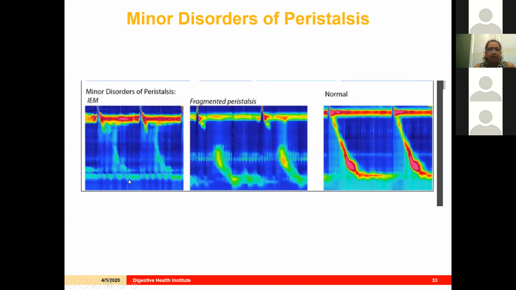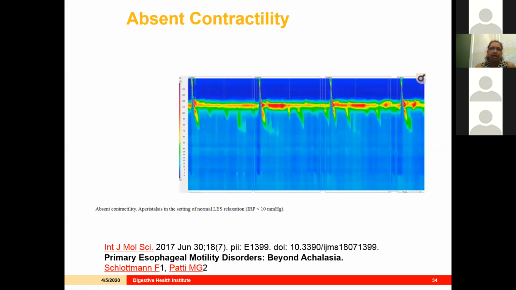There's a hiatal hernia there, and probably reflux might be leading to some of their problems. Or you might see some fragmented peristalsis, again indicating a portion of the esophagus isn't working really well. And then absent contractility is this patient where you have complete aperistalsis. These are usually where I see end-stage reflux disease patients. But you do want to make sure that you aren't missing an achalasia.